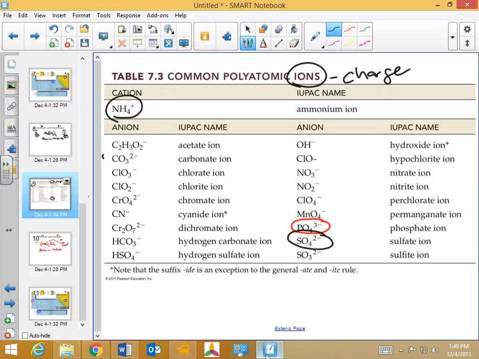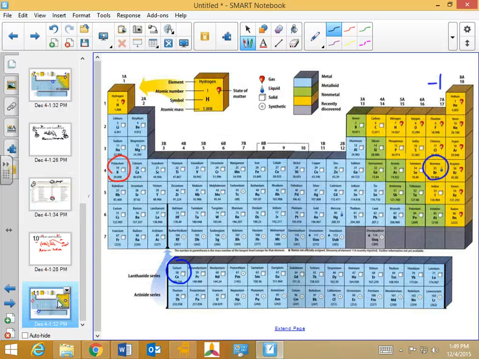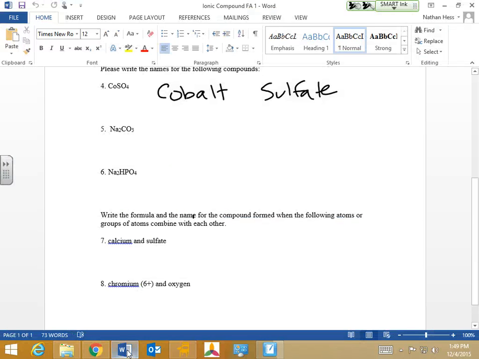But wait, is cobalt a transition element? Because if it's transition, we have to put its charge. If it's a main group, we know what its charge is. But cobalt is right here, and that's smack in the middle of these transition elements. Okay, so what charge does cobalt have? Well, we've got to take a look and see. Cobalt, you see, has an unknown charge with transition element, right?